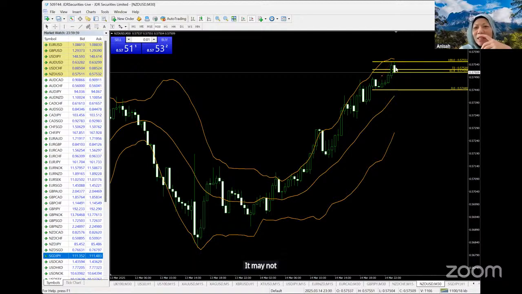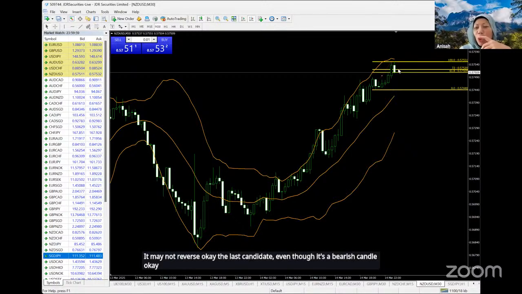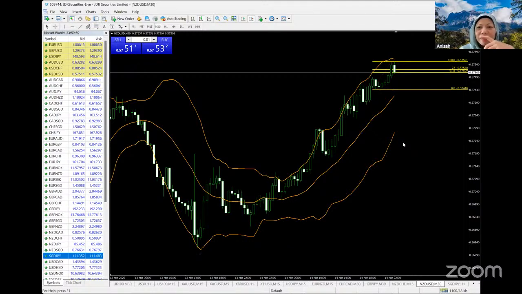Okay, it may not reverse. The last candle, even though it's a bearish candle, could be just a minor correction before it resumes the current trend. But we don't know. Let's just see. There's no definitive call yet. For those who are already long in this pair, you can still hold it.